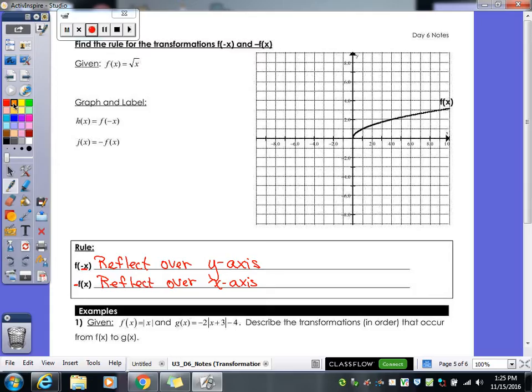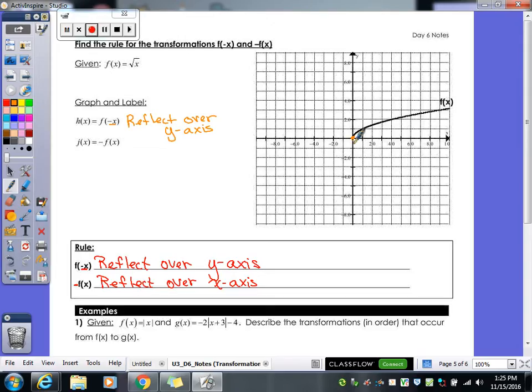So let's take a look at our example. So first one we have, the negative is with the x, so this is going to be a reflect over the y-axis. We did a whole bunch of reflections last year in geometry. You guys should know this.